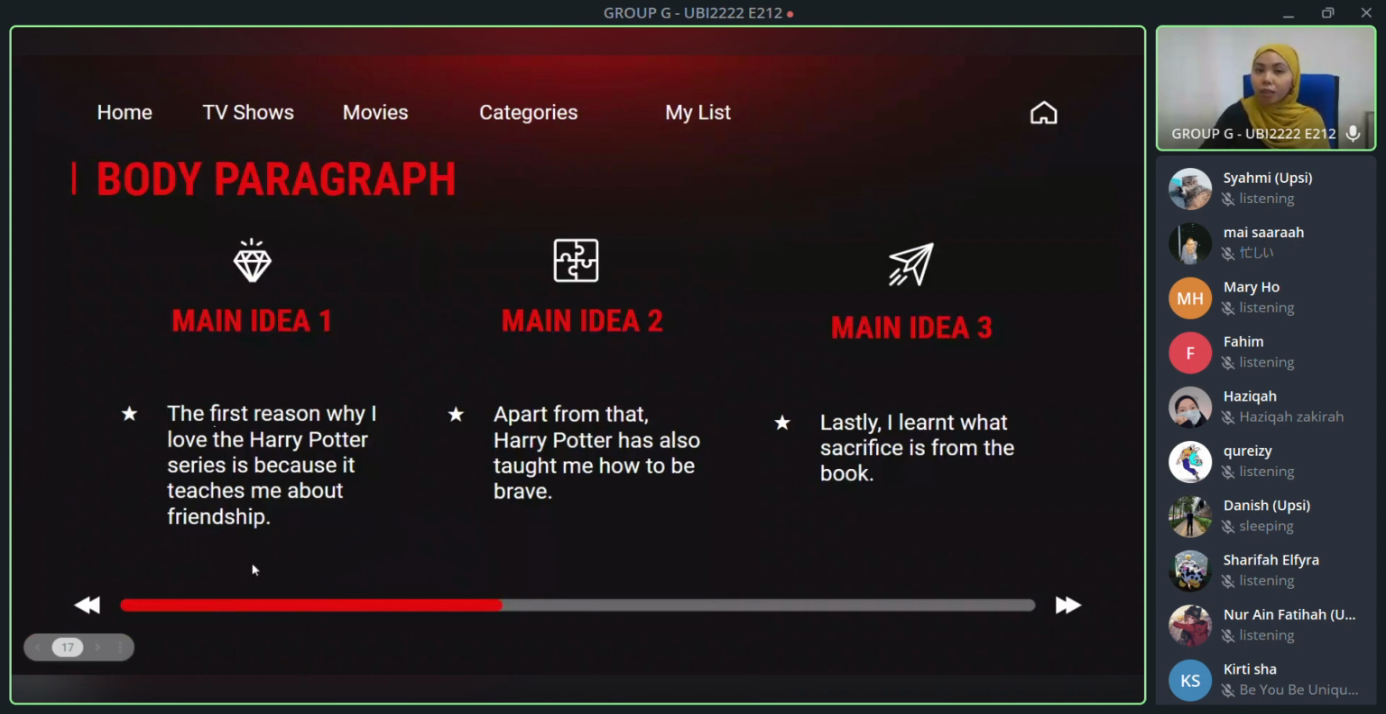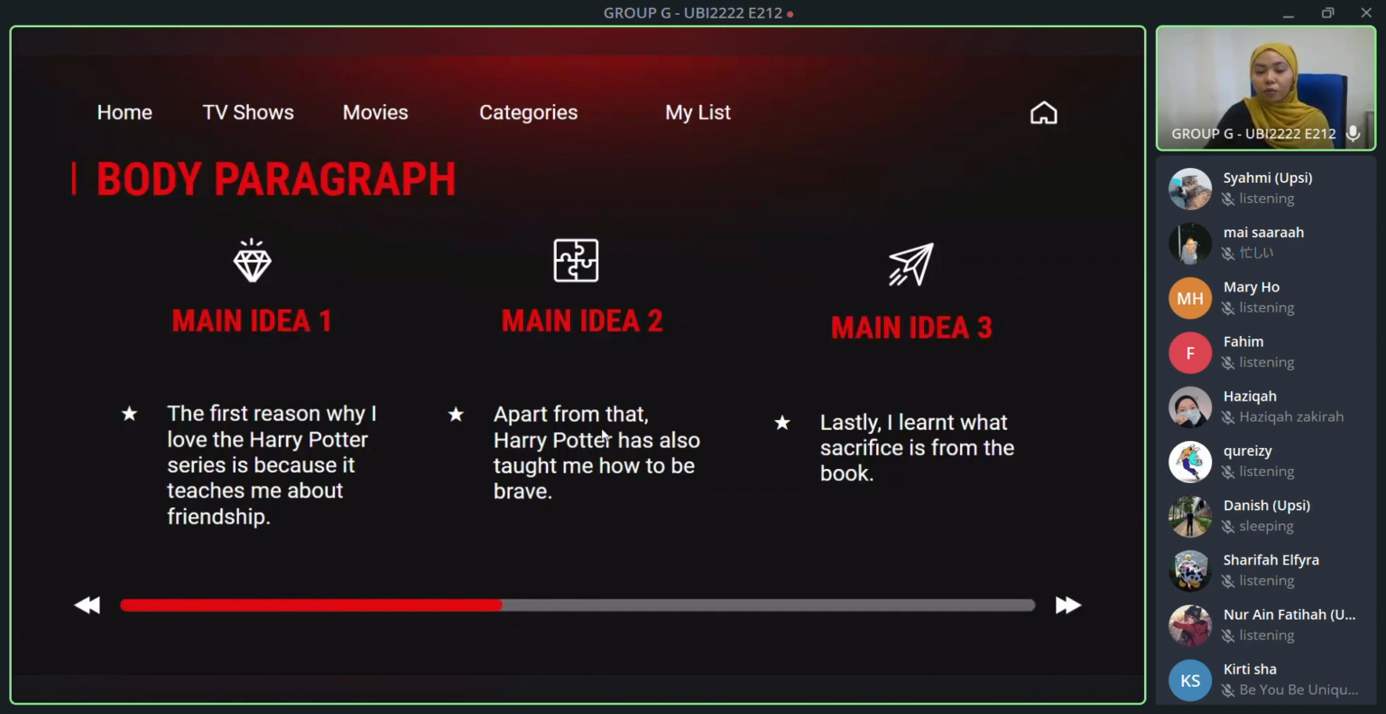And how do you know that this is about it? Because you have this topic sentence. The topic sentence introduces the main idea in that paragraph. And then afterwards, it teaches you about bravery, right? So we have this phrase: apart from that. This is a transitional phrase. The function of a transitional phrase is to transition from one idea to the next.